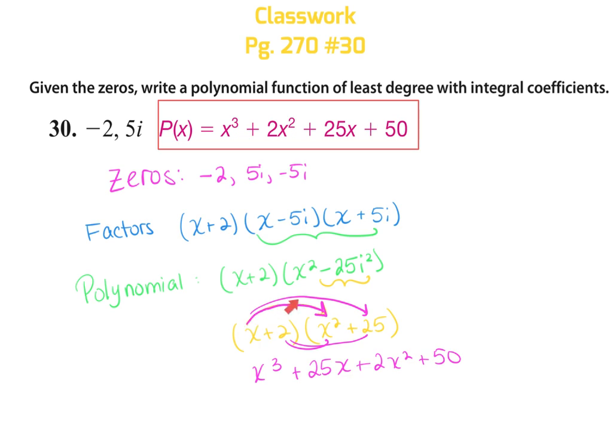Now that I have two binomials, I can just do my standard foiling to find it. X times x squared is x cubed. X times 25 is 25x. 2 times x squared is 2x squared. 2 times 25 is 50. And then you need to put it in standard form, highest to lowest exponent. So if I have these zeros, this is the polynomial that it would produce. Meaning, if I were given this polynomial and had to find my zeros by factoring or synthetic division, I would have come up with these. All right?